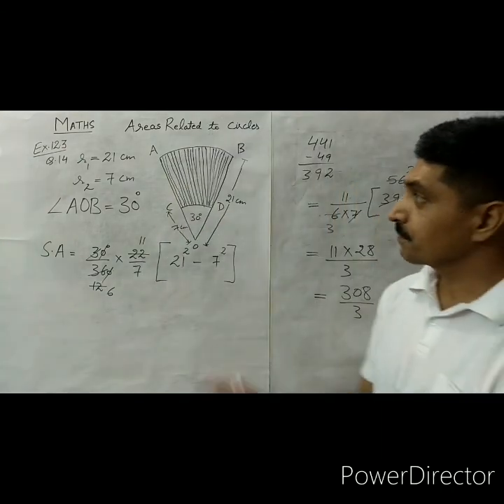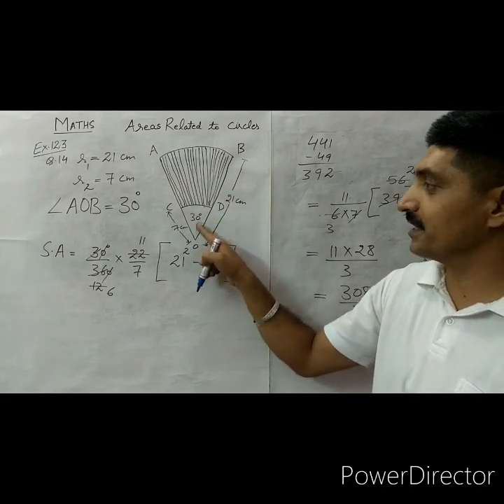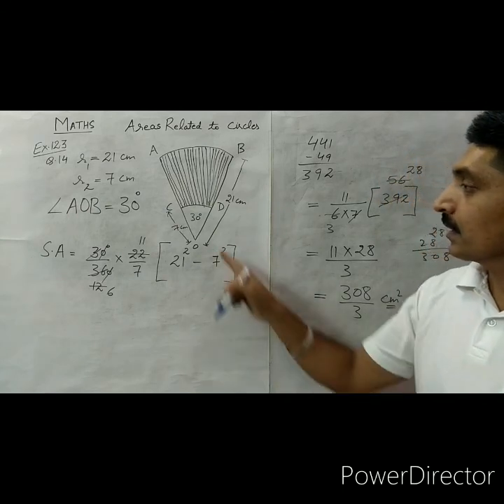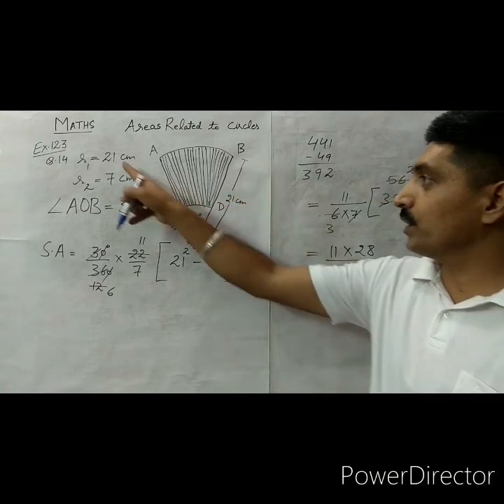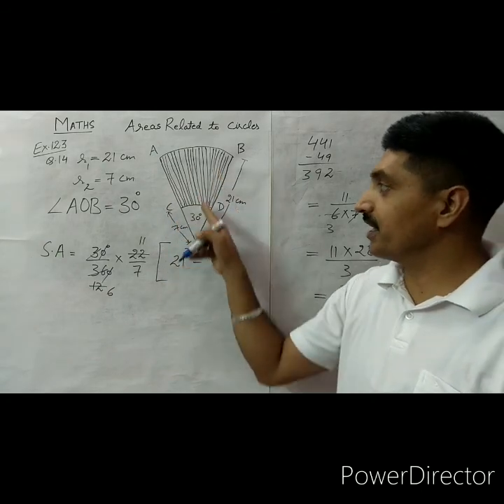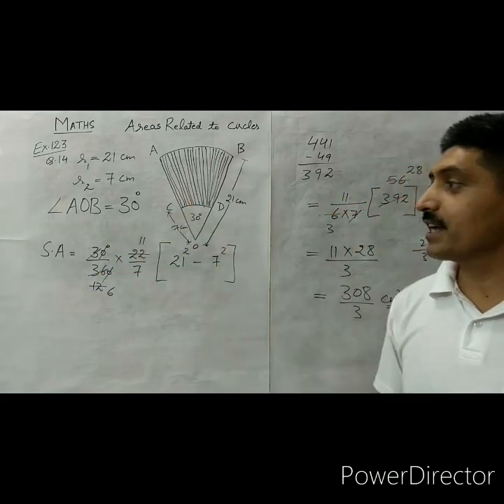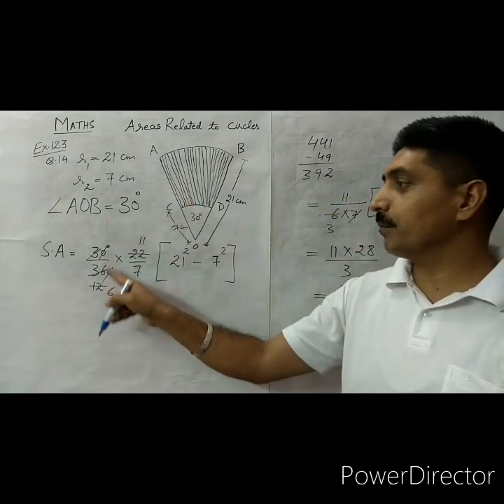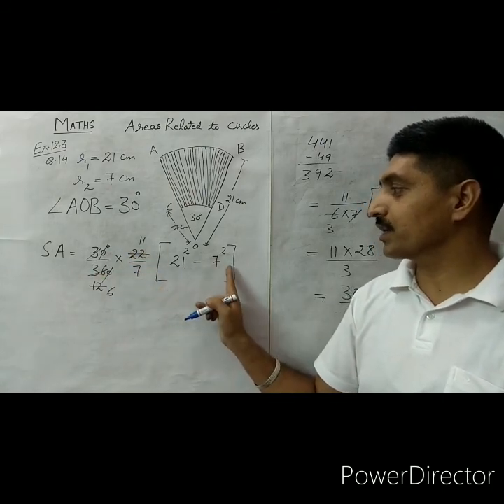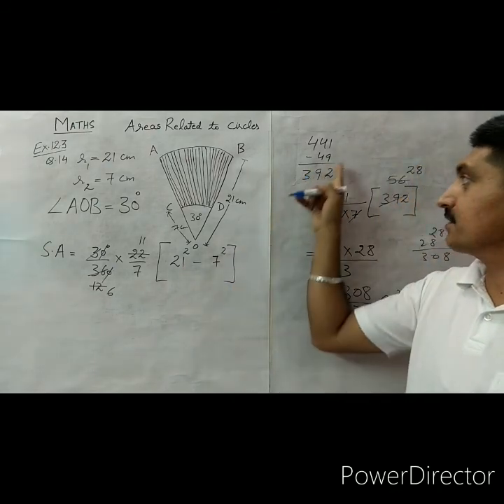So dear students, here in this question, angle of the sector, both sectors, that is the angle AOB is 30 degree, radius R1 is 21 centimeter, R2 is 7 centimeter. So the shaded area is the difference of the area of these two sectors. So we have taken theta upon 360 and pi common, whereas R1 square minus R2 square. So 21 square is 441 and 7 square is 49.